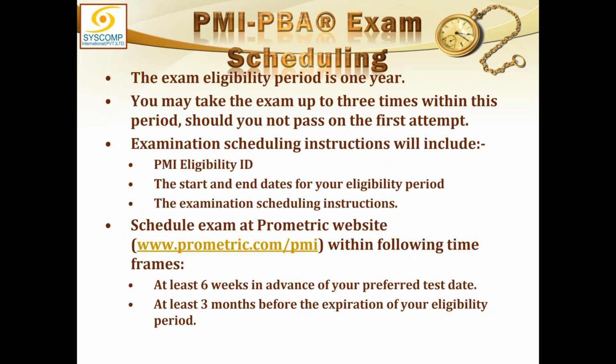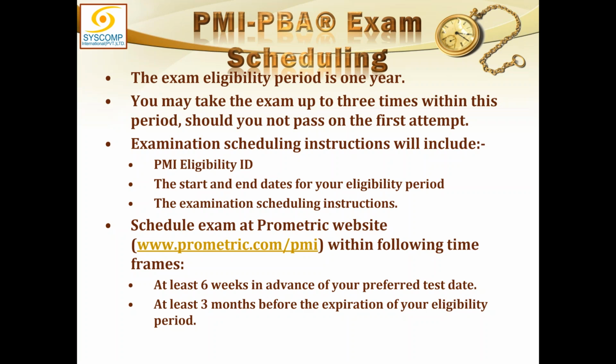As I said, the exam eligibility period given to you is 1 year. But that starts after your application has been accepted. Meaning, all the eligibility criteria you have shown, you have completed, and PMI has accepted after having done the audit, if they need to do the audit. The day they approve your application, they will give you 1 year. And as I said, in this 1 year, you can attempt a maximum of 3 times.